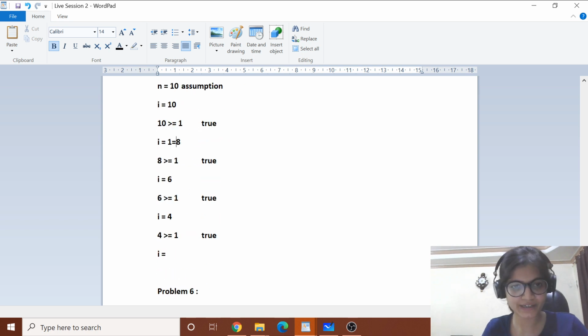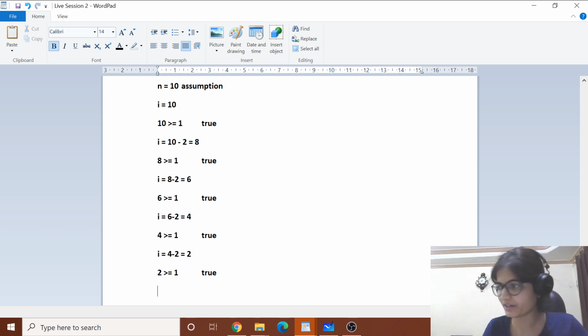I think this would be clear to you, or I should mention it very carefully so that you will not get any sort of confusion. 8 minus 2. Okay, then 6 minus 2. I think now it's pretty much clear to you guys. Okay, now again there will be a condition checking task. 2 greater than equal to 1. Okay, this is also the true condition, as we know that the value of 2 is greater than or equal to 1.